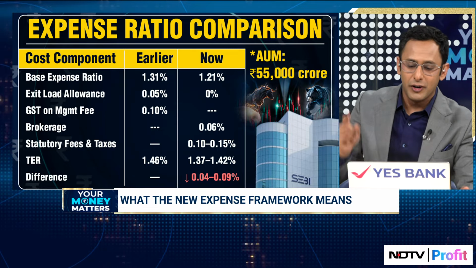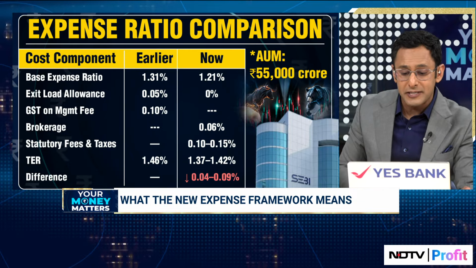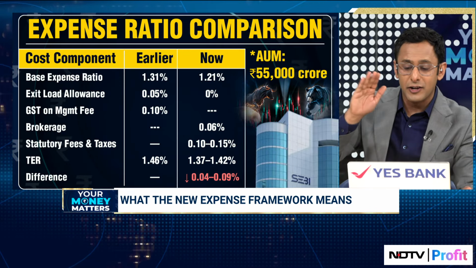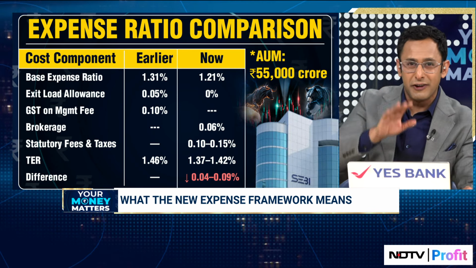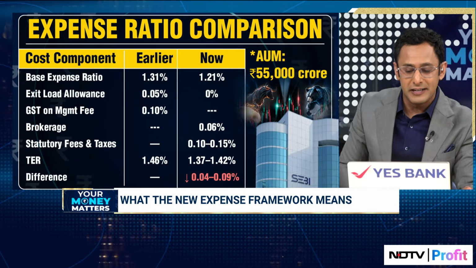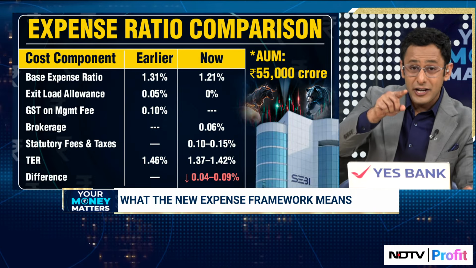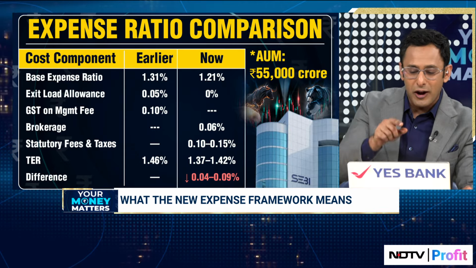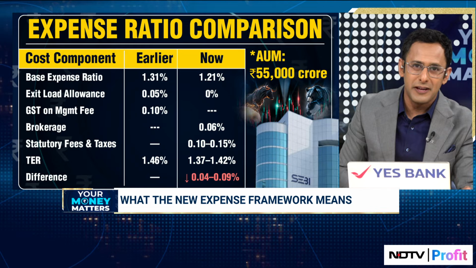So in this example, earlier the expense ratio was 1.31%. It now becomes 1.21%. The exit load allowance that was allowed earlier, at 5 basis points, goes away. GST on management fees, and here we're assuming that management fees is about 55 basis points, would be 10 basis points, but that shifts to your statutory fees and taxes, and everything else also shifts to that, all your GST, etc., and your STT. And finally, your brokerage has been capped at 6 basis points. So ultimately, the difference between the two can range anywhere between 4 basis points and 9 basis points.